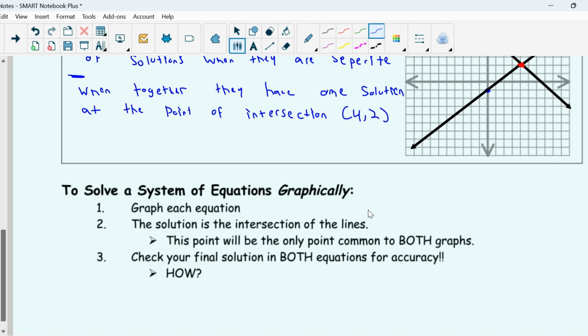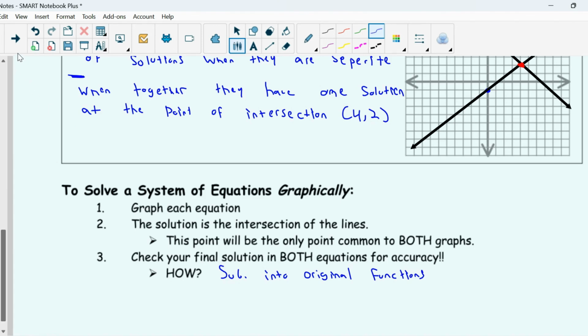So we have to first graph each equation separately, which is what we did above. We know that the solution is the intersection of the lines. So it's the only common point between both graphs. Okay, finally, let's check our solution by substituting into the original functions. All right. So that is how we will solve a system graphically.